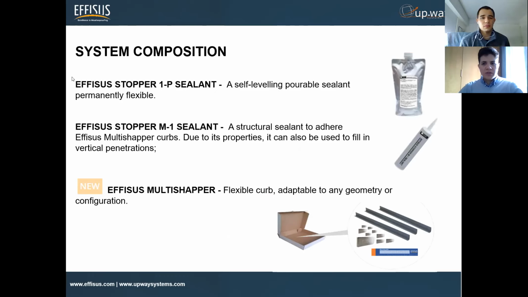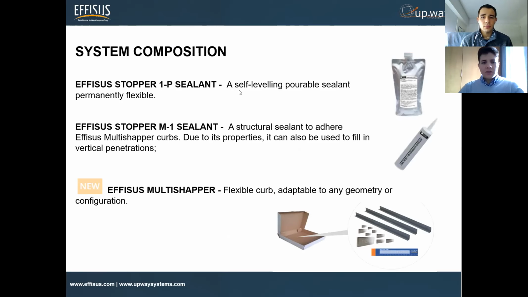So again, Stopper includes multiple solutions for sealing of penetration, but today we focus on this one specific, which is the multi-shaper. The system itself is composed of three main products. The first is the one-piece sealant, which is a self-leveling pourable sealant. This is the one that you put inside the curb itself to fill, and it will retain the flexible characteristic that we expect for a very long-lasting solution.